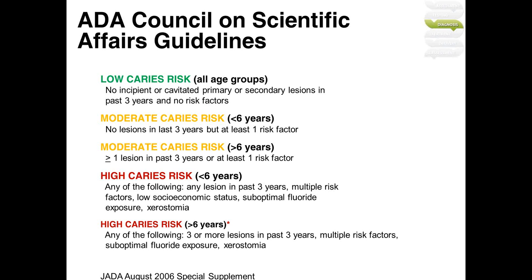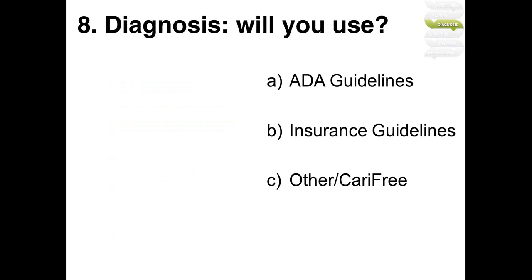And if you go down the list of the high caries risk, older than 6 years of age, do they have three or more lesions in the last 3 years? One of the things you're starting to see is that insurance companies as well are starting to make criteria based on, do they have 1 or more lesions, or is it 2 or more? For us, it's 3 or more. So you're starting to see some diversity from this original chart.